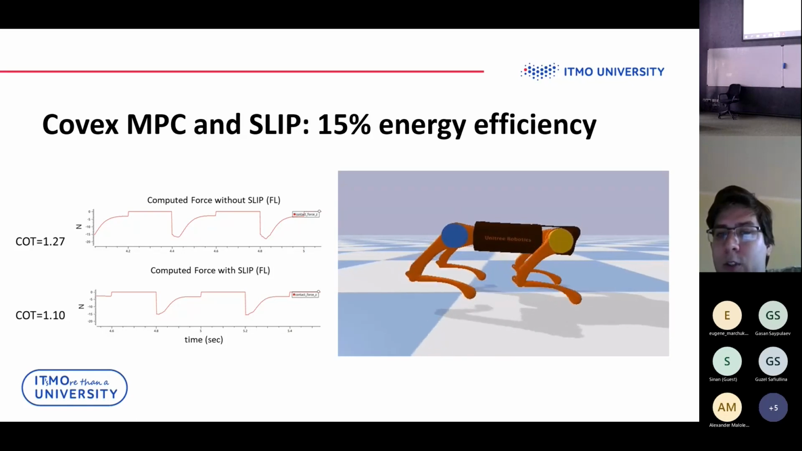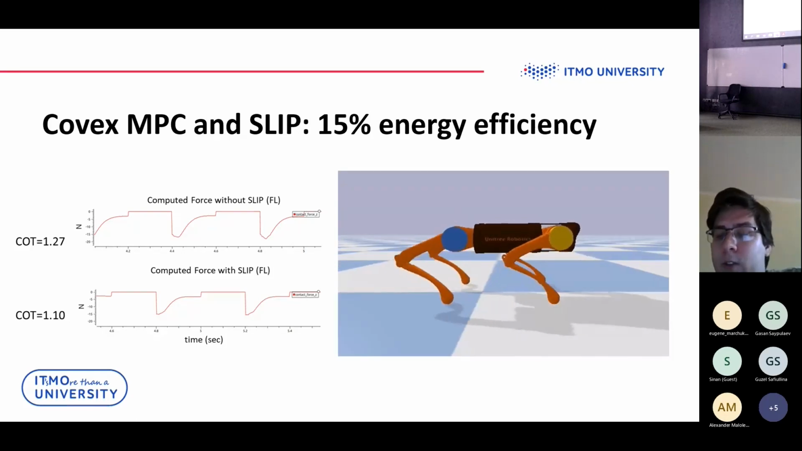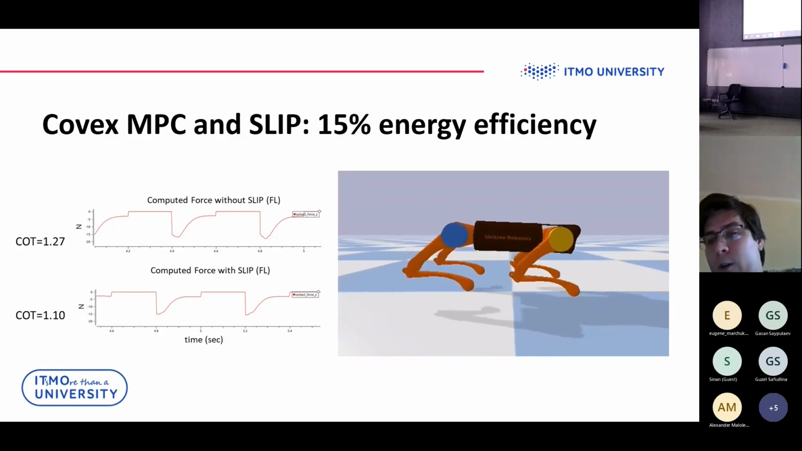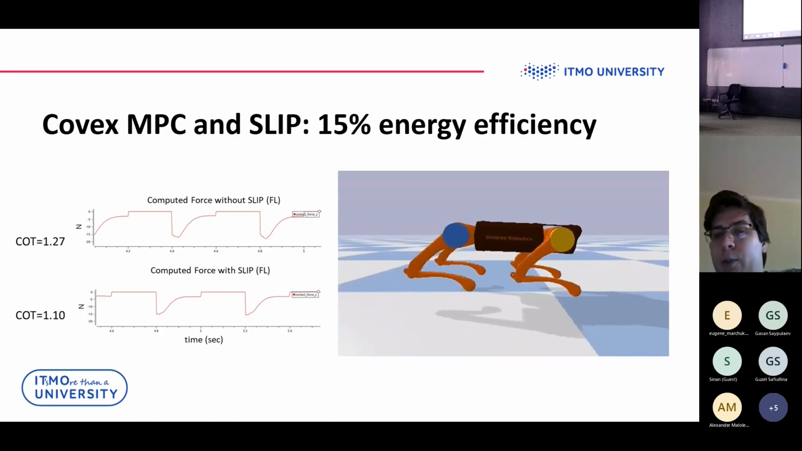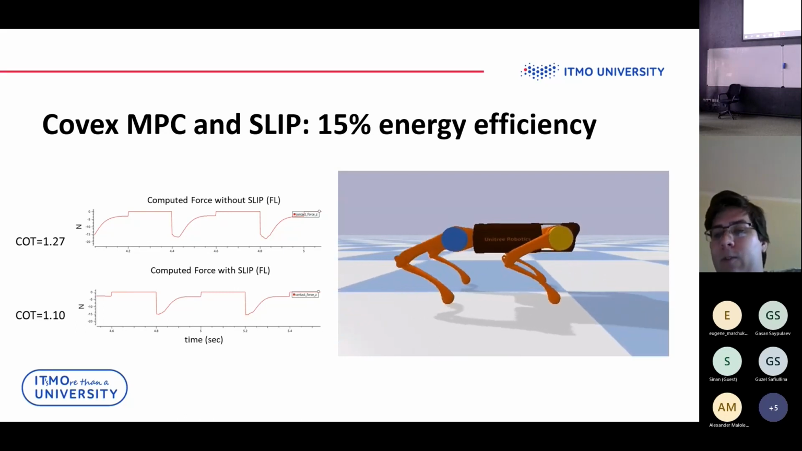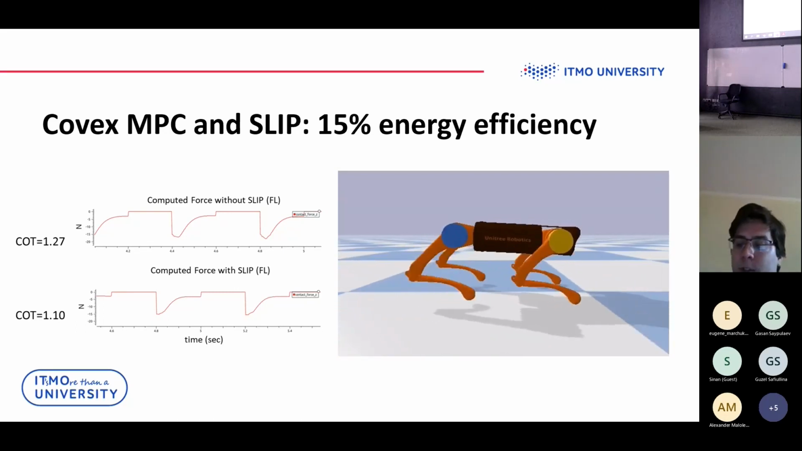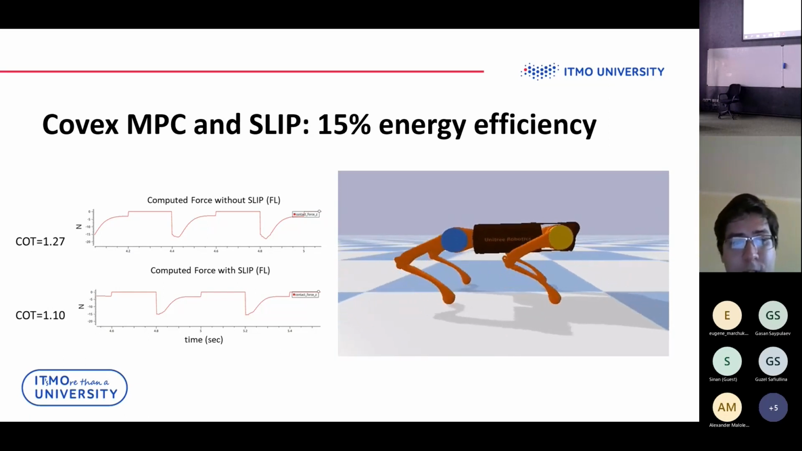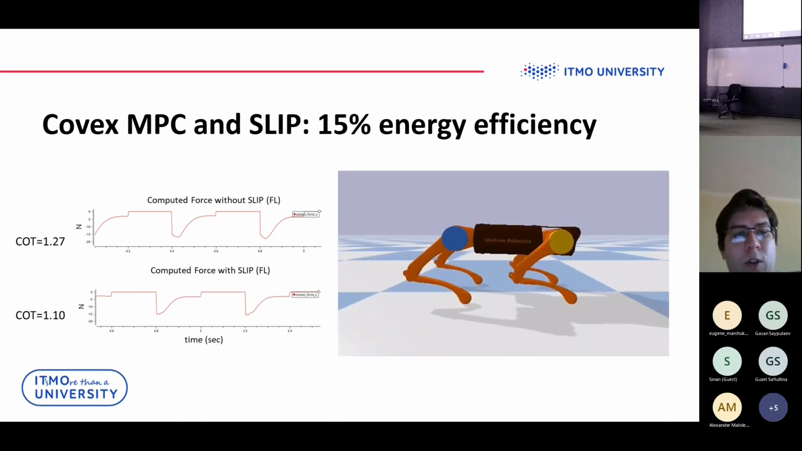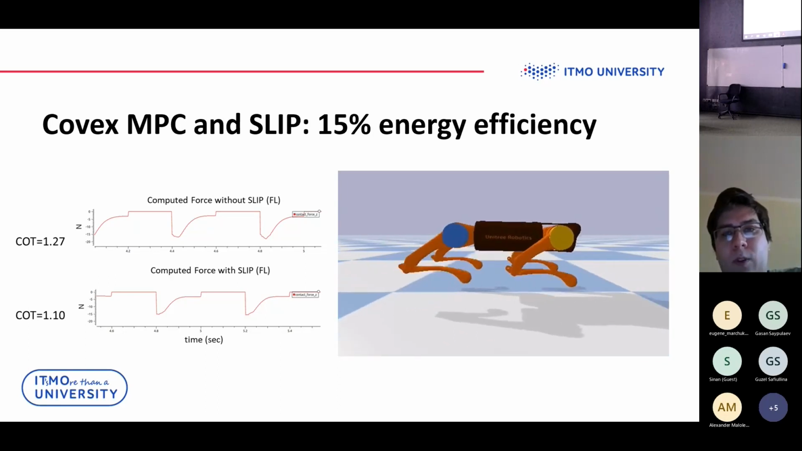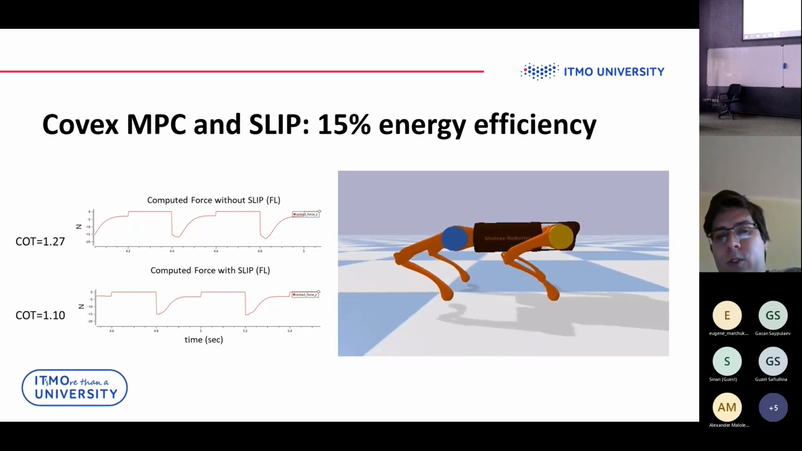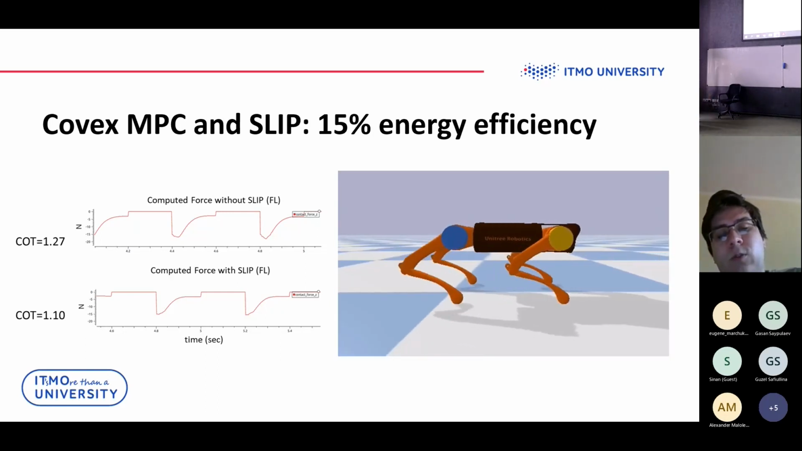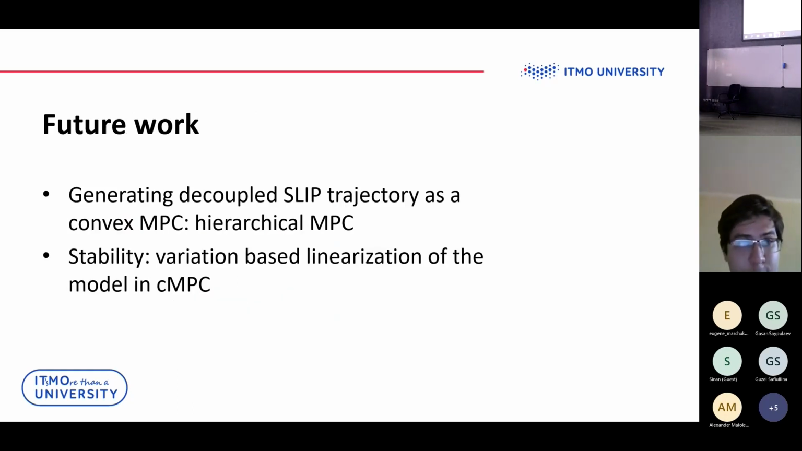On this slide you can see the pronk gait, a very simple gait when the robot is running. All four legs move as one leg, and it can be presented as one SLIP model as one leg. The cost of transport is lower by 15% than without the SLIP model, and peak forces are lower by 2 newtons on one leg.